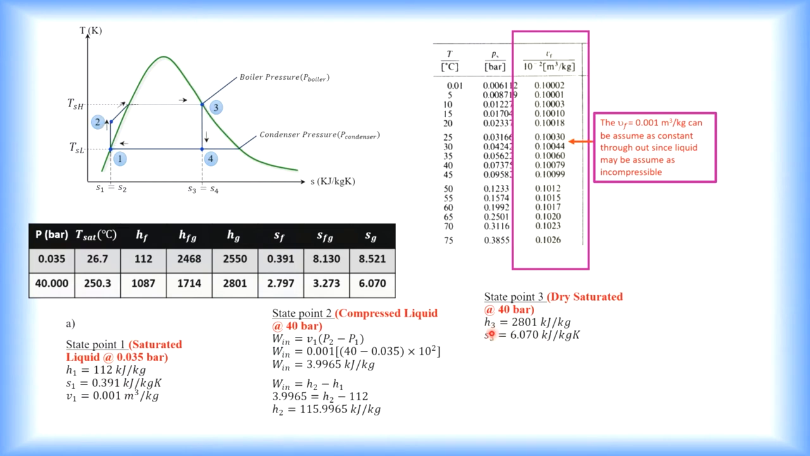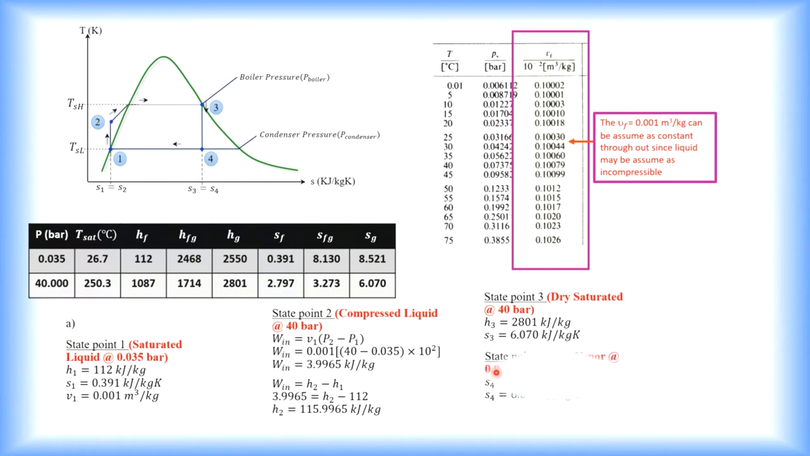Now, why do we take S3 as well? Why do we record down S3? Because we have to make use of S3, because state point 3 to state point 4 is an isentropic process. In an isentropic process, S3 is equal to S4. So we can make use of S3, equate it to S4, then find out the dryness fraction at state point 4, which is at the pressure of 0.035 bar. So that is why we take down S3 as well, other than the enthalpy. We took down the entropy as well.